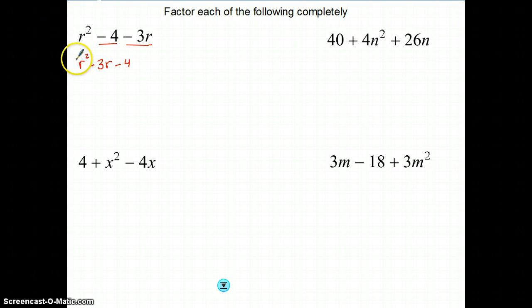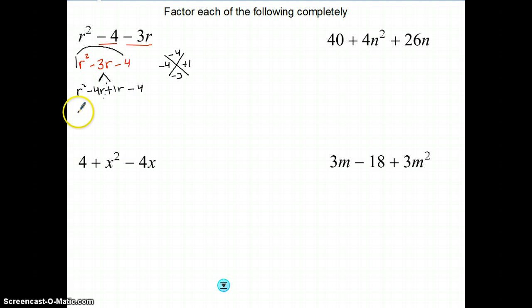Multiply your first coefficient, in this case it's a 1, by the last term, negative 4. 1 times negative 4 is negative 4, and in the middle I'm adding to a negative 3. Two numbers that multiply to negative 4 and add to negative 3 would be negative 4 and positive 1. So I rewrite my negative 3 as negative 4r plus 1r. I still have r squared in the front and minus 4 in the back.